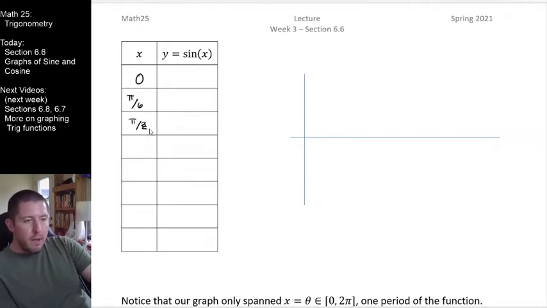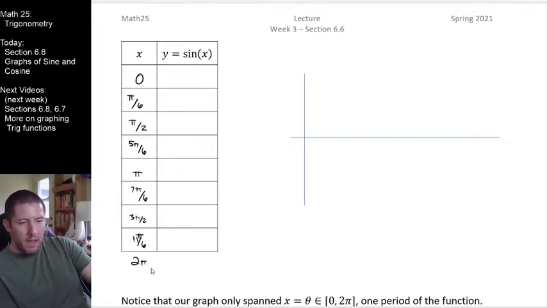So pi sixths, pi halves, 5 pi sixths, pi, 7 pi sixths, maybe 3 pi halves, and 11 pi sixths. So I'm getting a bunch of our sixths in here, but not all of them. And it looks like I missed one box down here. We're going to go all the way down to 2 pi. There we go.